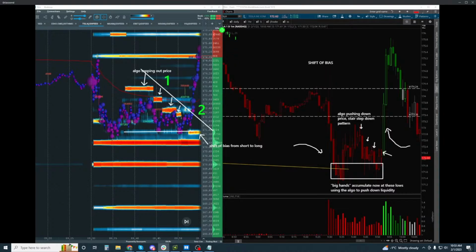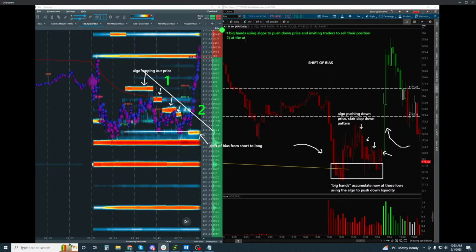Now we're going to put 1, and we're going to write about the 1. So the 1 we have the big hands using algos to push down price and inviting traders to sell their position or their size, their shares.